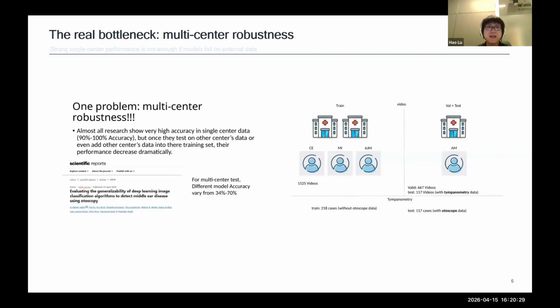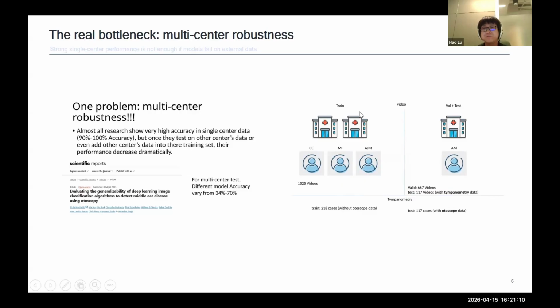So, we were doing a literature review, and we find this is not only our problem. There are some reports claiming that almost all of the current otoscope models met the same problem when they do the external test. The model accuracy varies from 34% to 70%. So we are thinking, how can we solve this problem?